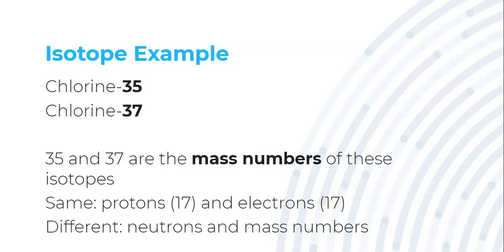Okay? Looking at these, since chlorine-35 has a total of 35 protons plus neutrons, to get the neutrons, I would just subtract 35 minus 17. So chlorine-35 would have 18 neutrons, chlorine-37 would have 20.